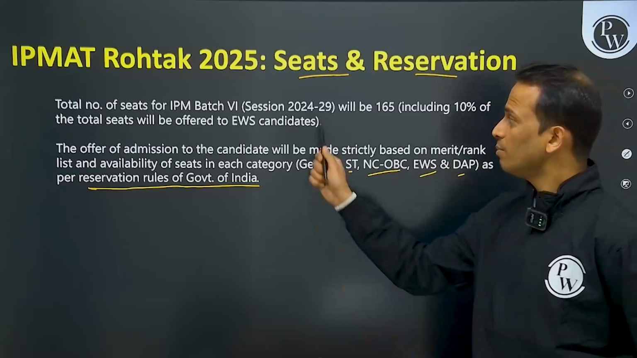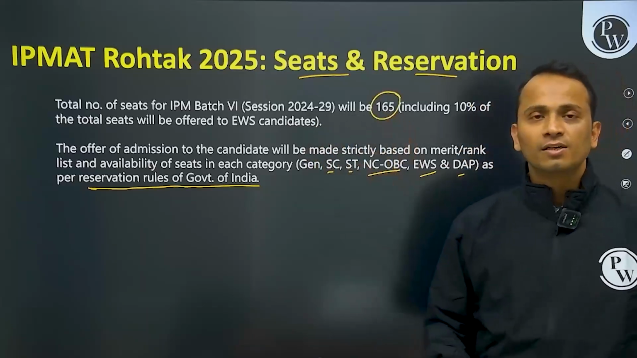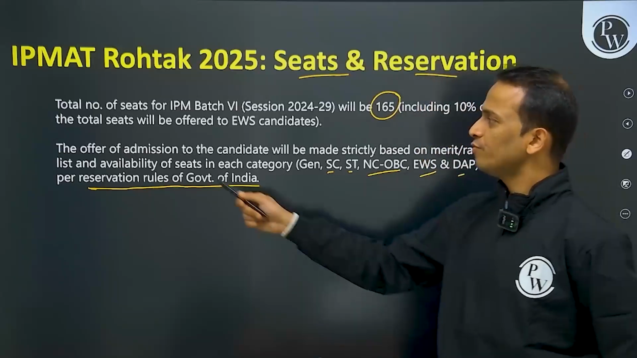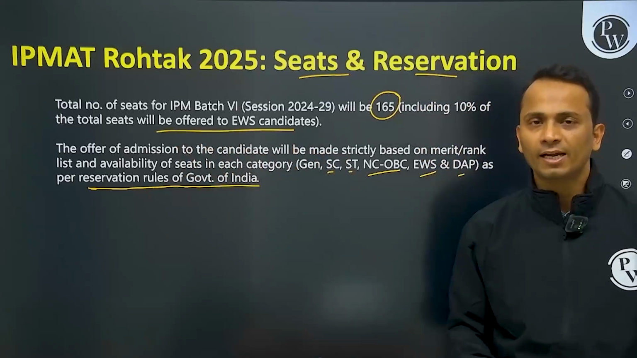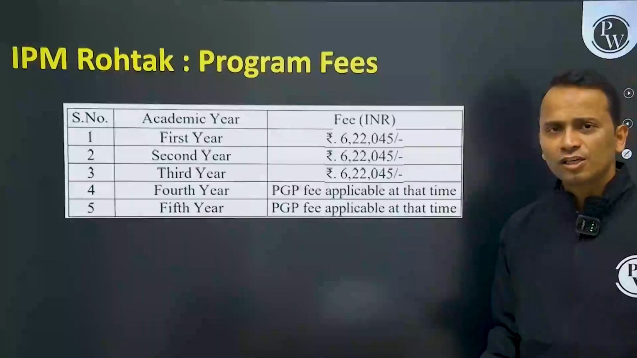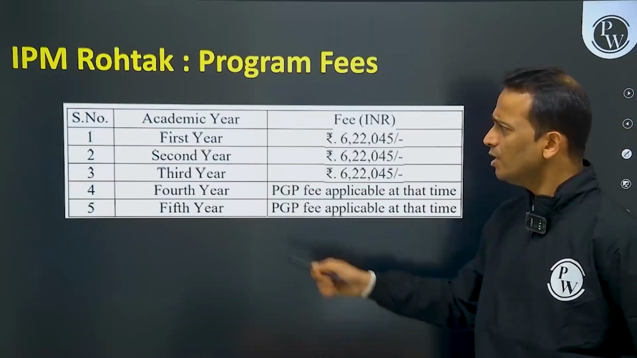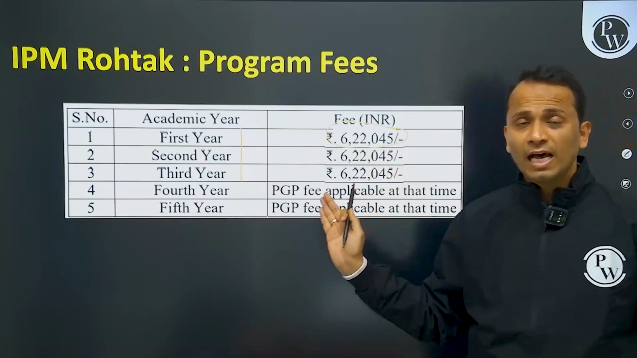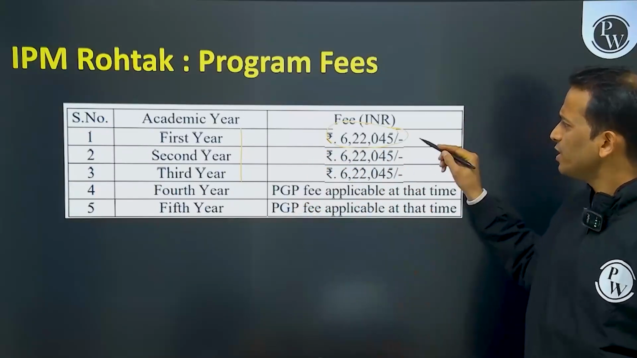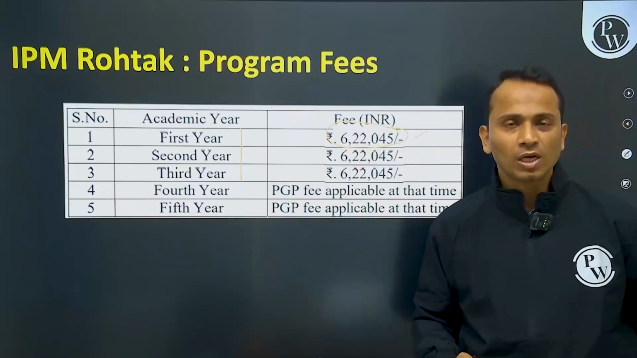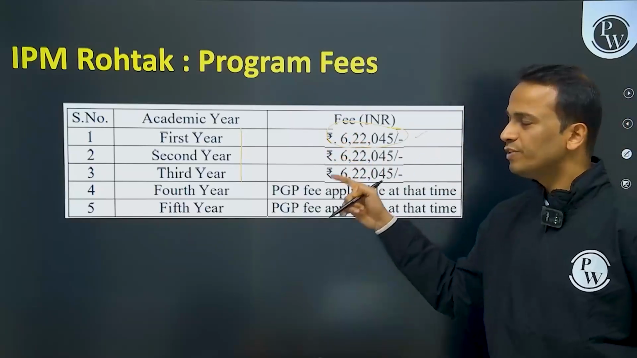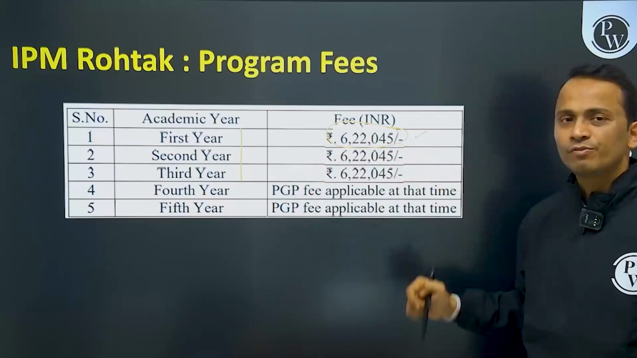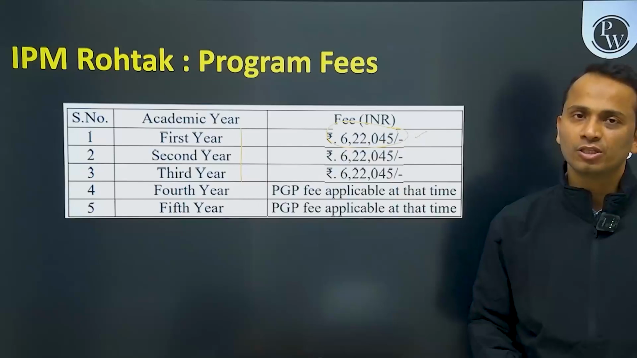If I talk about the total number of seats, the total number of seats for this session is 165, which includes 10% of the seats offered to EWS candidates. Now talking about the fee structure for this entire program. For the first 3 years, this is the data from last year, it will be approximately 6,22,000 for each of these years. So 6,22,000 for the first year, 6,22,000 for the second year, and 6,22,000 for the third year.